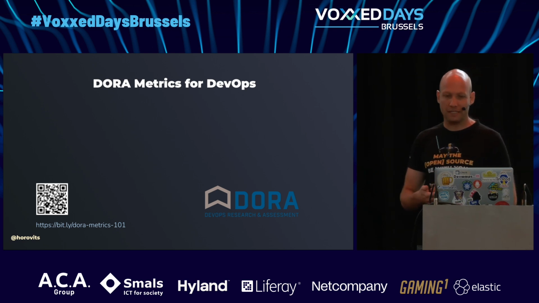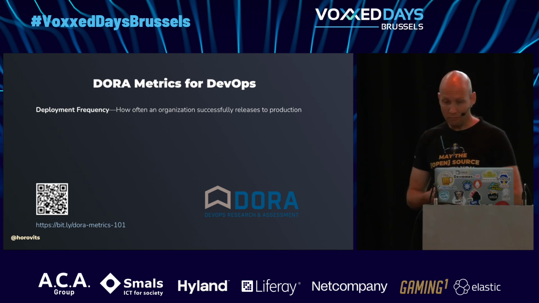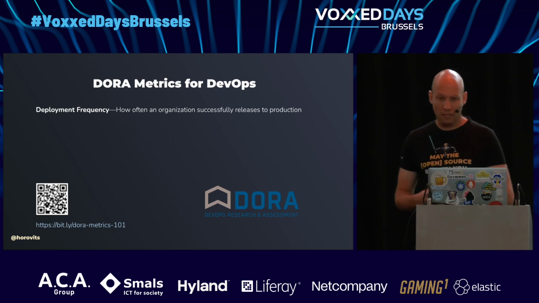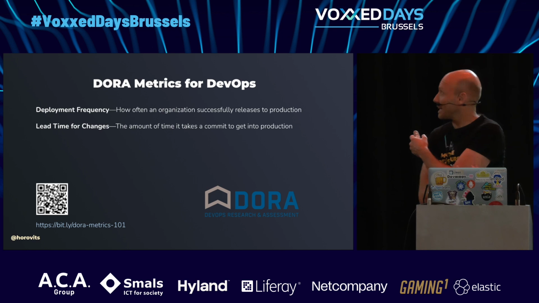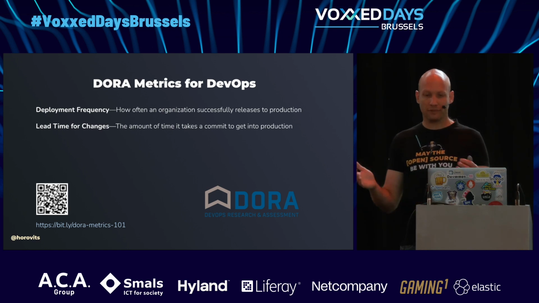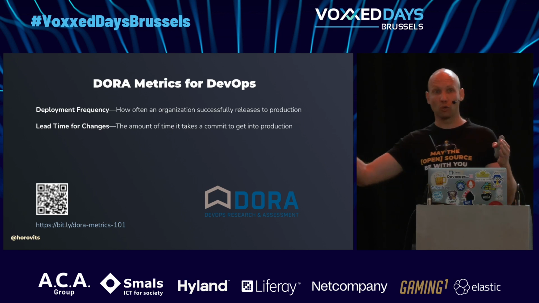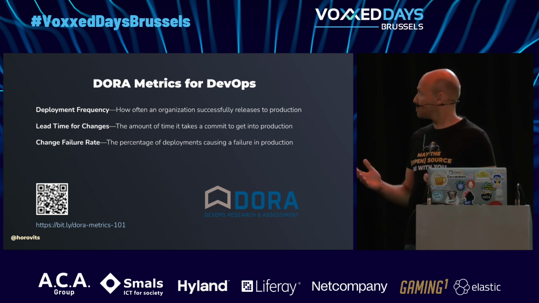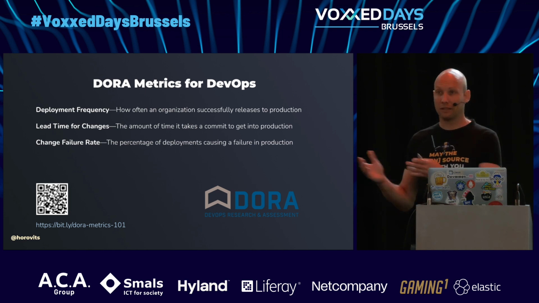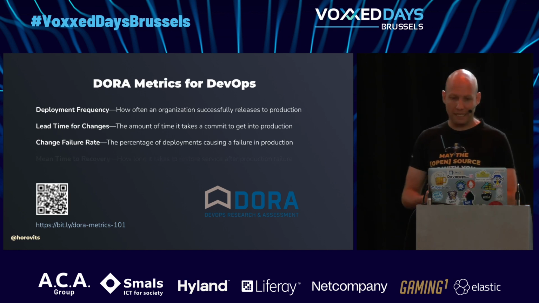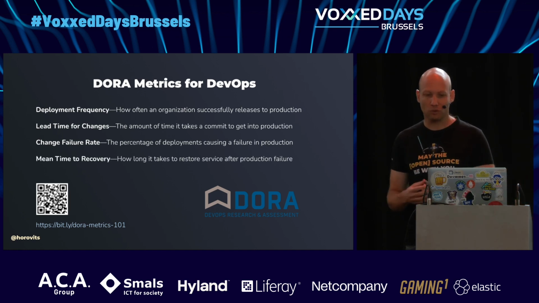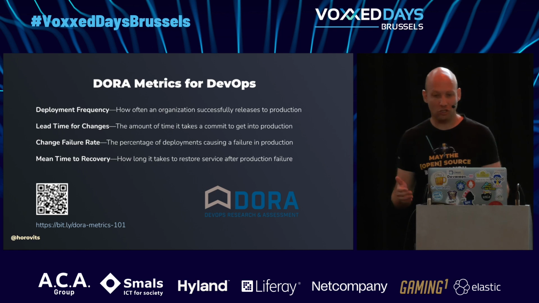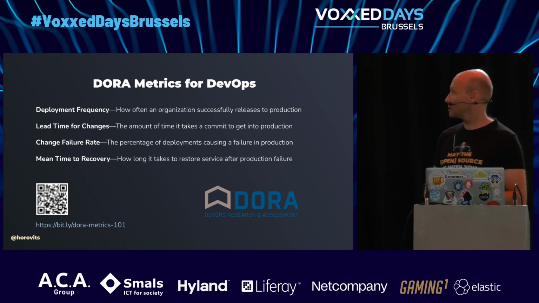4 different metrics. First is the deployment frequency, which is essentially how often an organization successfully releases to production. Then there's the lead time for changes, sometimes called cycle time, which is the amount of time it takes a commit to get all the way to production. Then there's the change failure rate, the percentage of deployments causing failure in production. And the 4th metric is the time to restore service, or mean time to recovery, MTTR, which is essentially how long it takes an organization to recover from a failure in production.